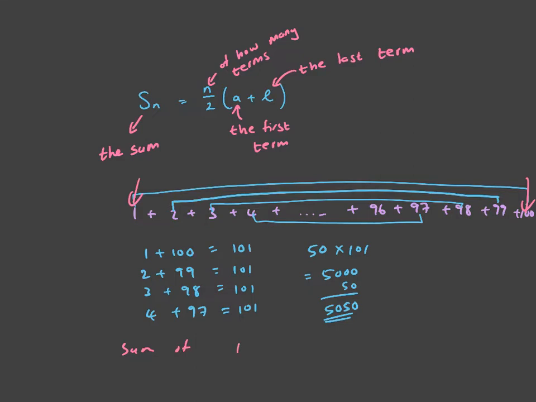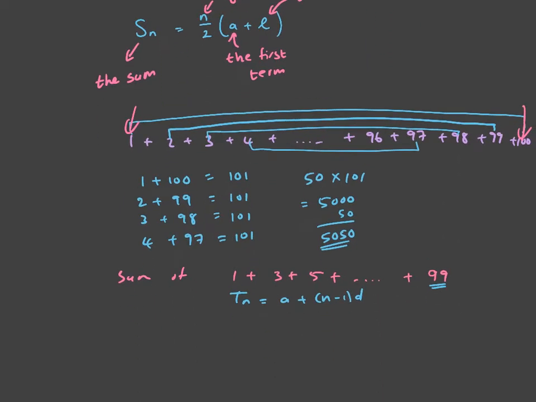of 1 plus 3 plus 5 plus and so on, so all the odd numbers, all the way up to 99. So every other one up to 99. Well, we don't know how many numbers there are. So we first need to find out how many terms will give me 99, in other words, which term's value is equal to 99. So what's the general term of this sequence going to be? Well, that's going to be a plus (n minus 1)d.